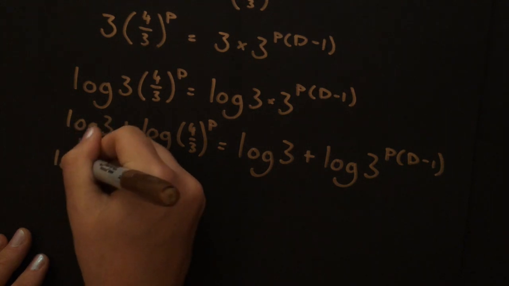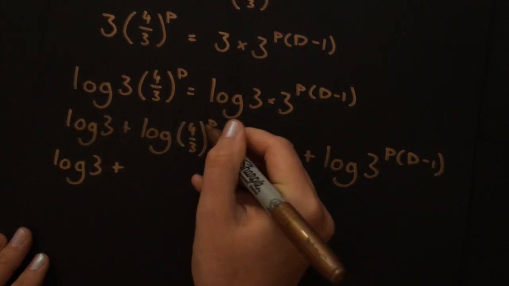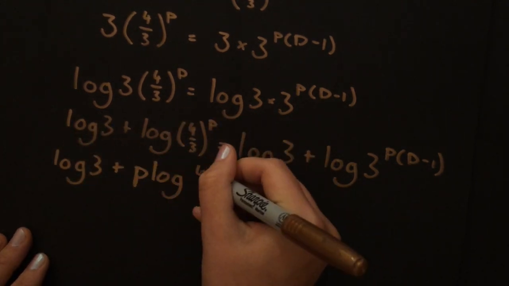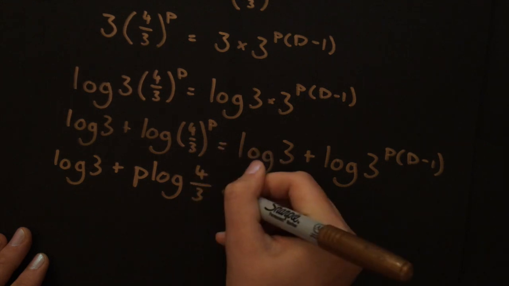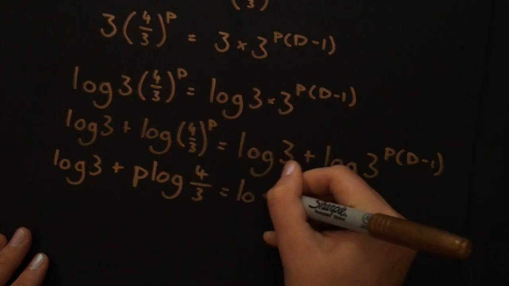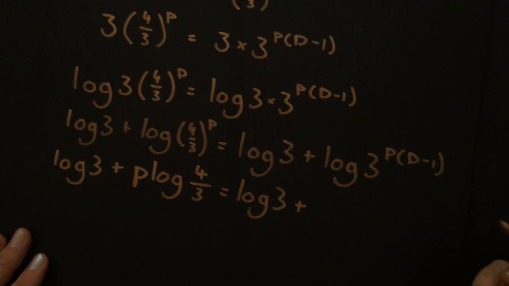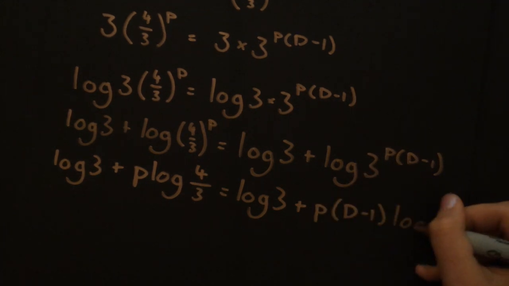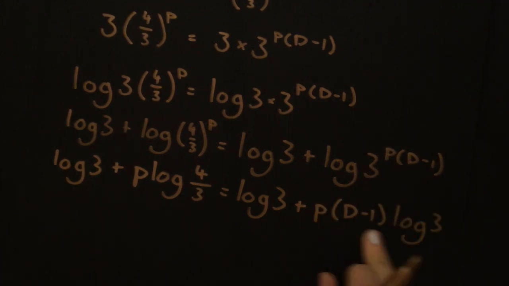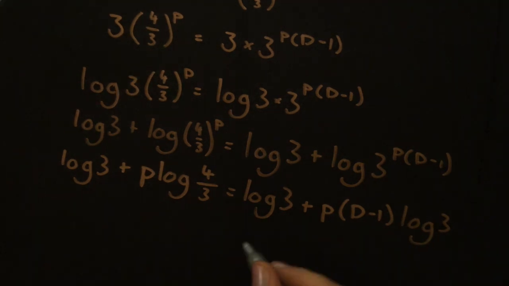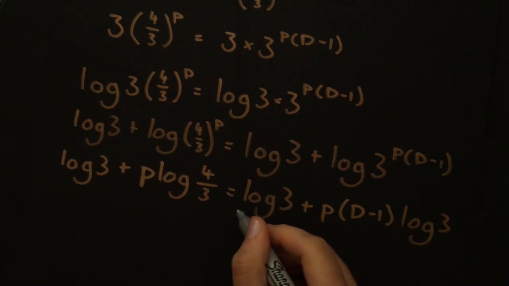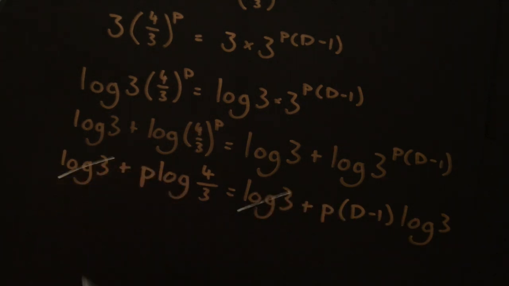So I've got log 3 plus, and the p comes down, making this p log of 4/3 equals log 3 plus p d minus 1 log 3. Remembering that that p is multiplying all of this. At this point, this is way too many log 3s. I mean, we need some log 3s, but not this many. So let's take log 3 away from each side of the equation. I can do that. It's not against the rules.